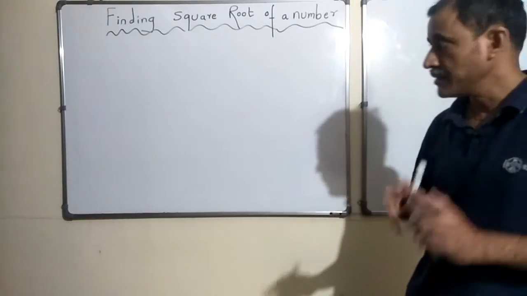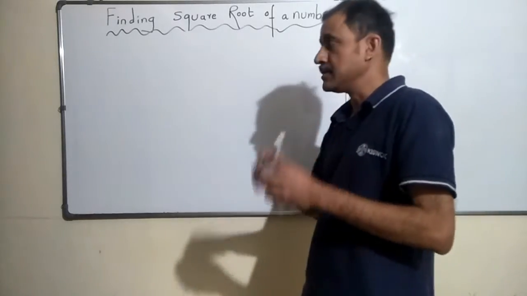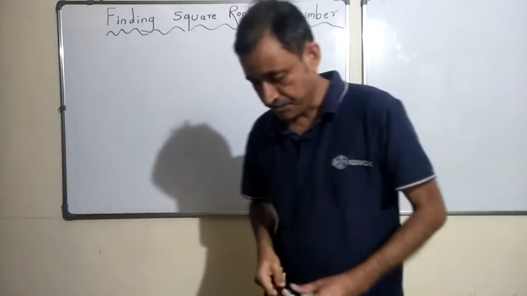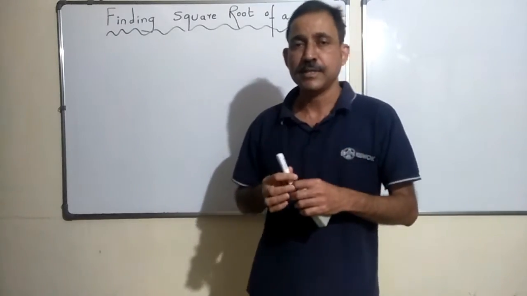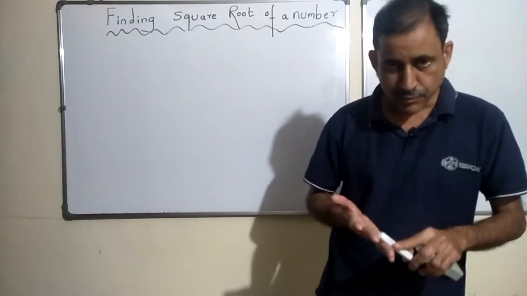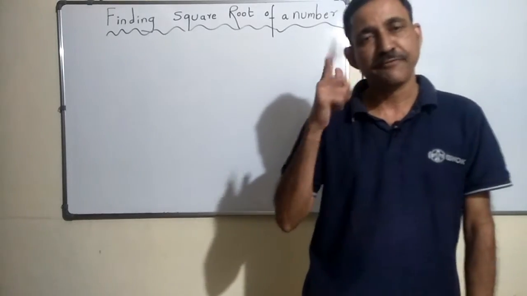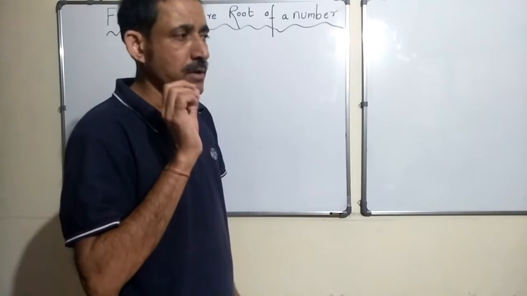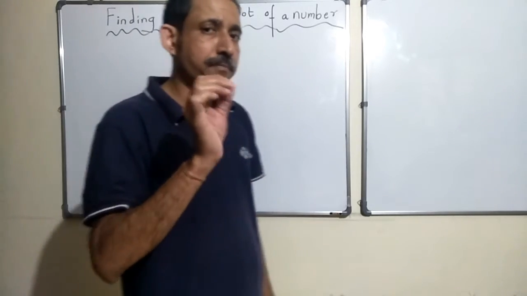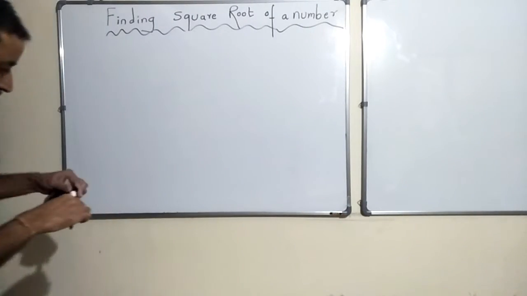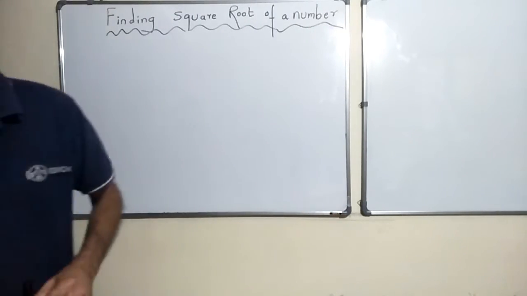In today's session, we are going to discuss how to find the square root of a number. In the previous class, we discussed squares, the square root of a number, and perfect squares. So let's see how to find the square root of a number which is a perfect square. Let's start with our first example today.